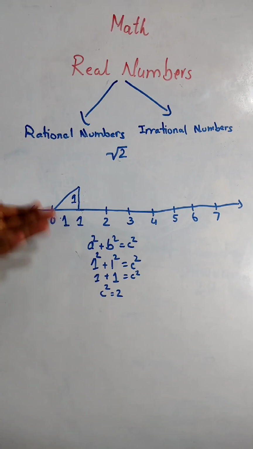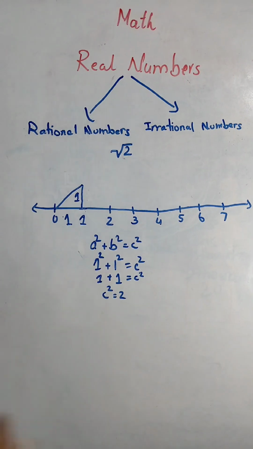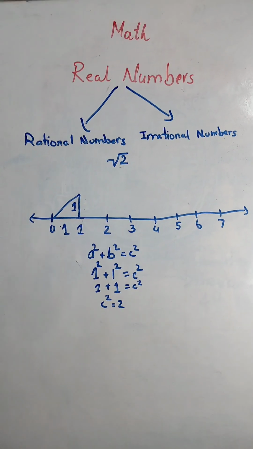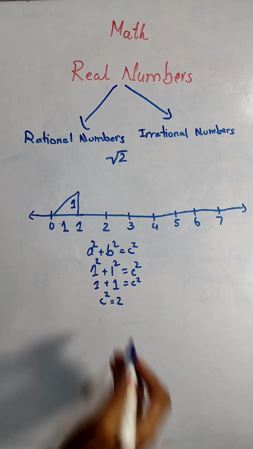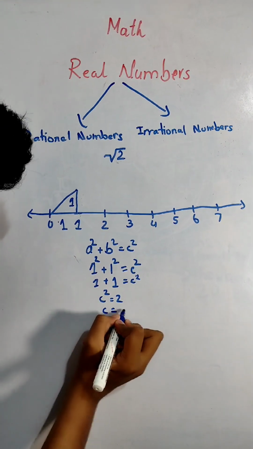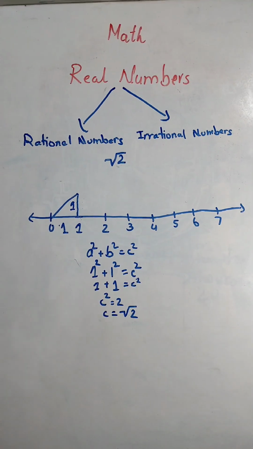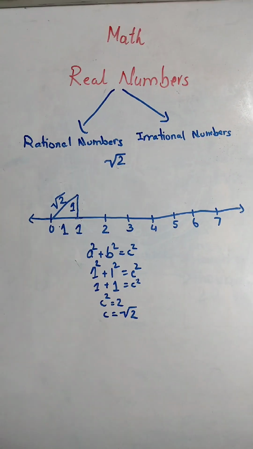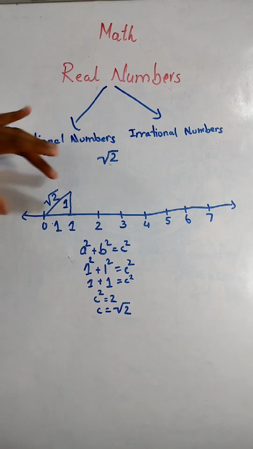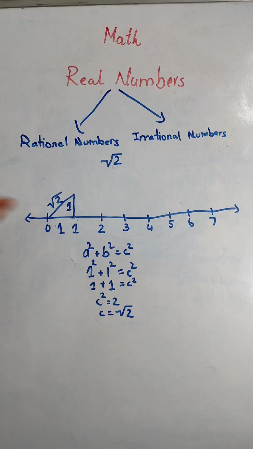And now, because we need to find the value of c and not c square, we just take the square to that side and inverse it. Inversing means putting a root on it. So it becomes c equal to root 2. Meaning, using the Pythagoras theorem, this is equal to root 2.